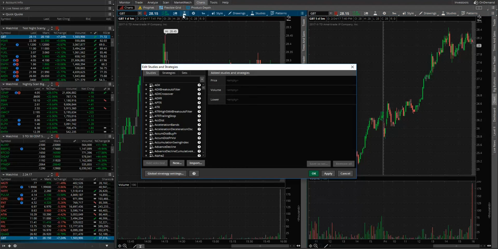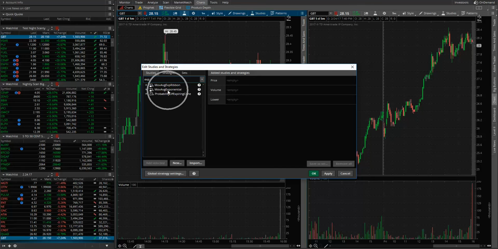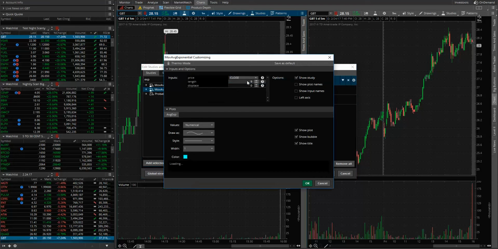So step 1, you click the beaker. Step 2, you find what you want. So I like to use the exponential moving average, the 9 and 20. So I just type EXP, and you see it says moving average exponential. I select it, hit add selected, and by default it has the 9 here. I'm going to double click on it. It has the 9, and now I have to decide what color I want it to be. So you pick whatever color you want the 9 to reflect. For the 9, I'll pick white. So I have white here.